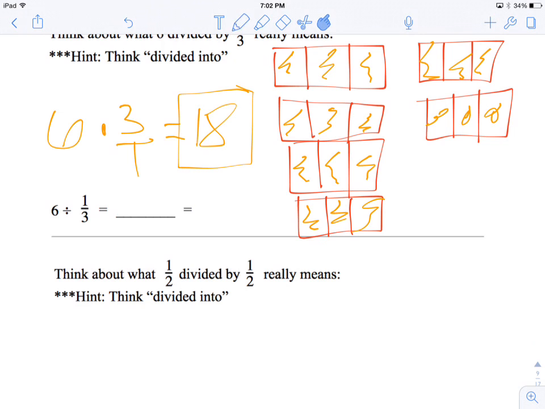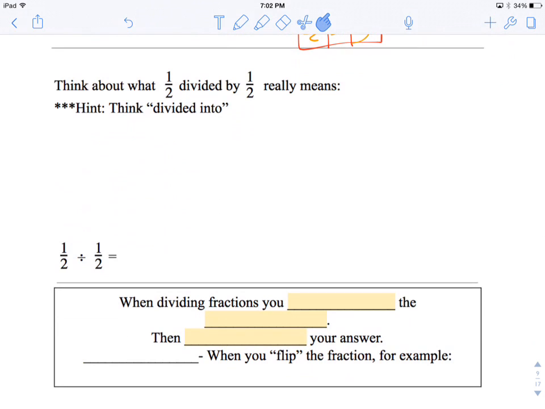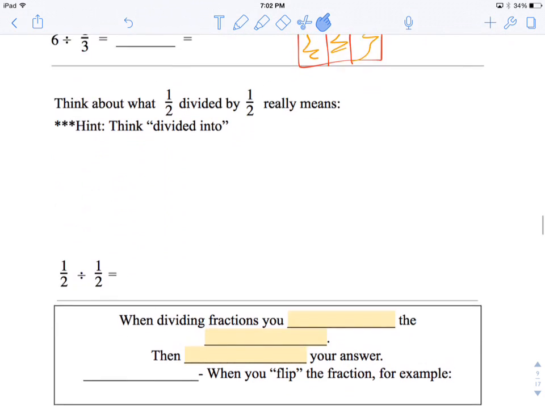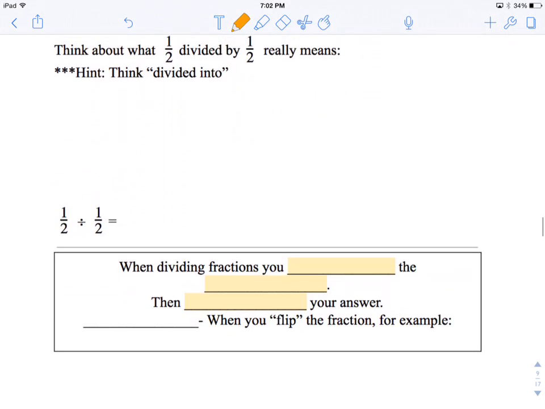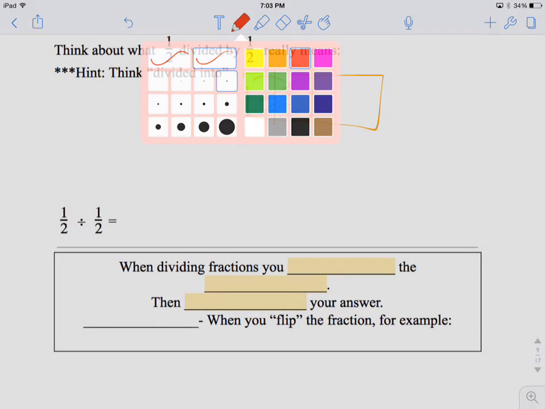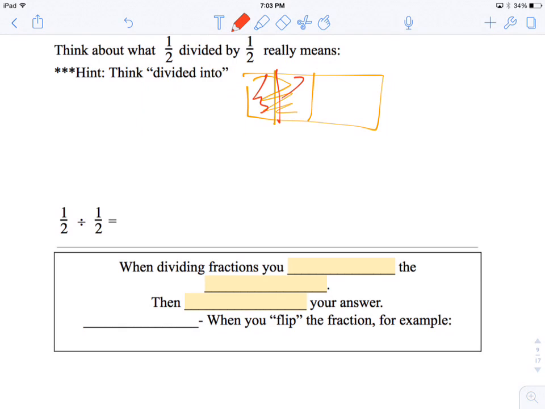So moving along, we want to think about a half divided by a half. So we're going to start with a half. So here's my half. I'm going to divide that into halves. Okay, so actually I take my half and I divide that into halves too. I'll use another color. Now I actually have 2.